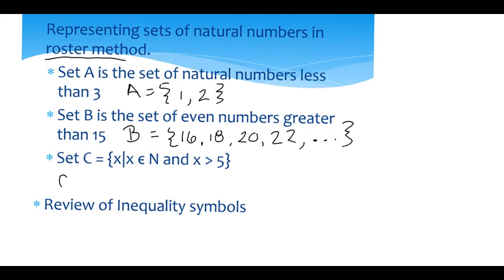And then set C is the set of all X such that X is an element of natural numbers and X is greater than 5. Again, they want us to list it out. Since it's greater than and doesn't have the line underneath to include 5, we'll do 6, 7, 8, 9, and again, it goes on forever. So I'm going to put the 3 dots, the ellipsis, to show that it goes on continuously.